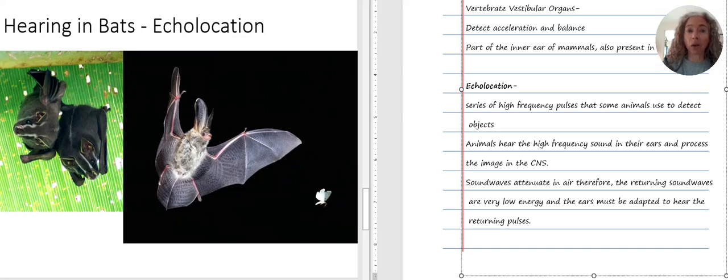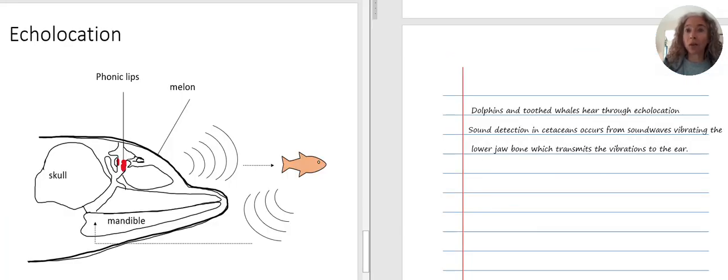There is less sound attenuation in water, but cetaceans that echolocate, cetaceans are whales and dolphins, still have uniquely adapted ears because there's no external pinna, and we'll talk about that in a second. Sound detection in cetaceans occurs from sound waves vibrating the lower jawbone, down here the mandible, which transmits vibrations to the ear. This lower jawbone near the ear is very thin and hollow and is filled with a special fat called acoustic fat.